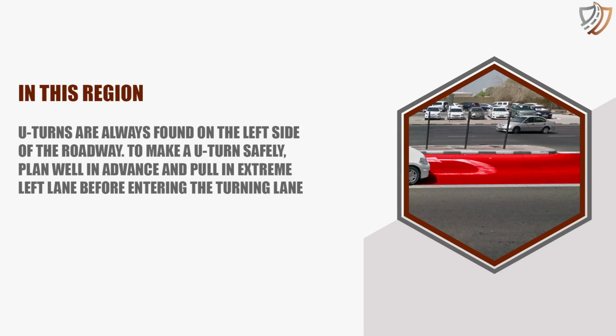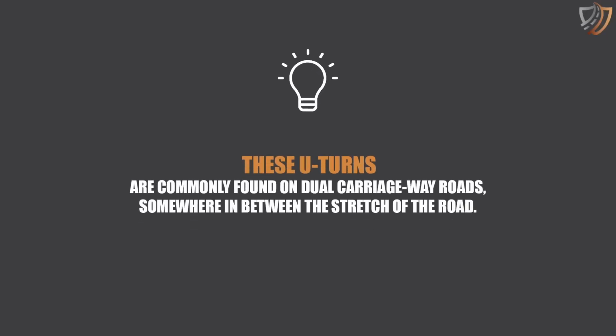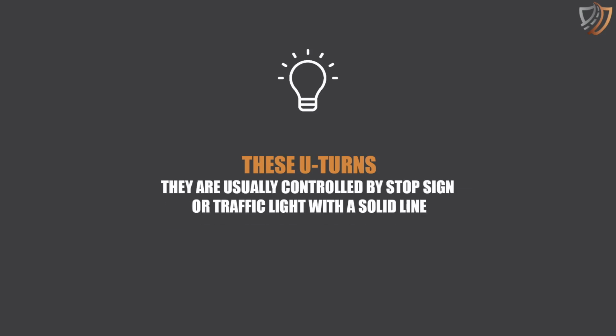To make a U-turn safely, plan well in advance and pull in extreme left lane before entering the turning lane. In general, there are two types of U-turns. They are open U-turn, closed U-turn. These U-turns are commonly found on dual carriageway roads, somewhere in between the stretch of road. They are usually controlled by stop sign or traffic light with a solid line.